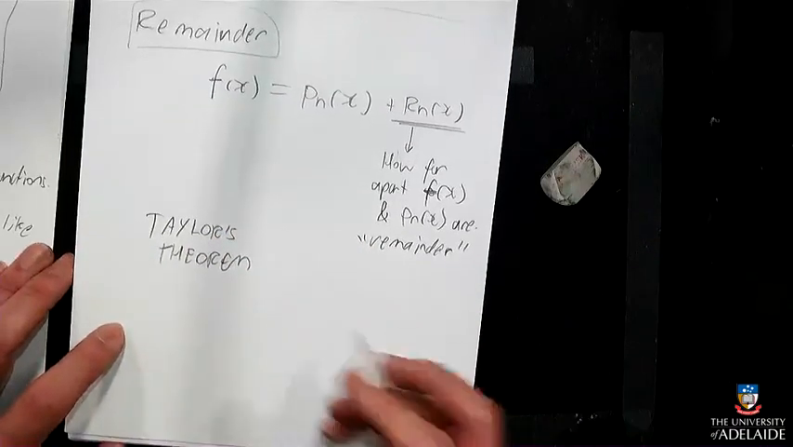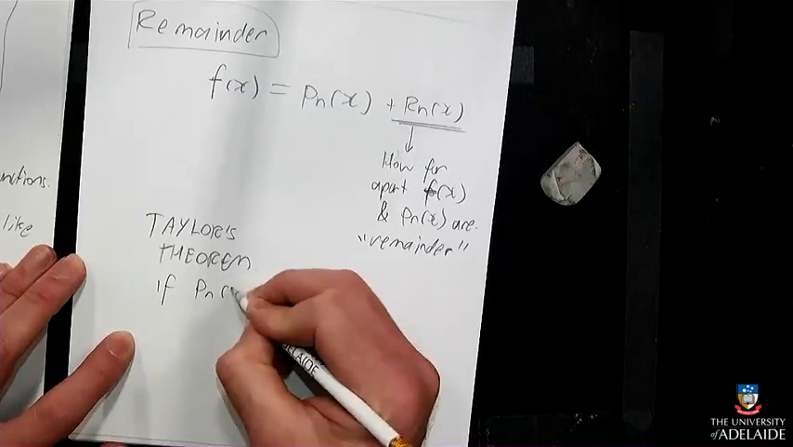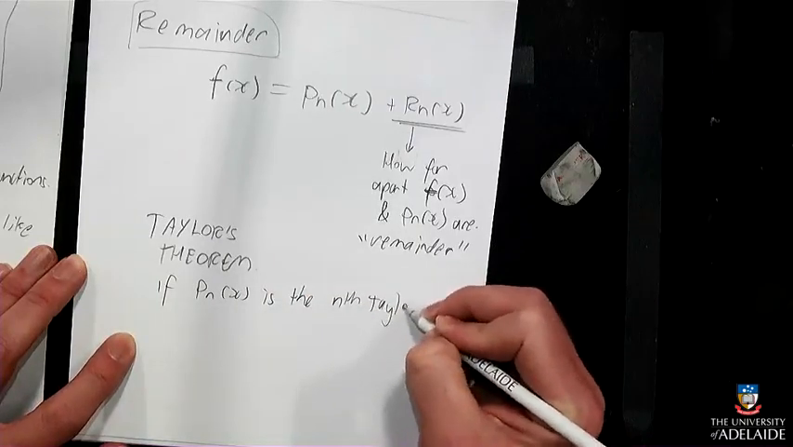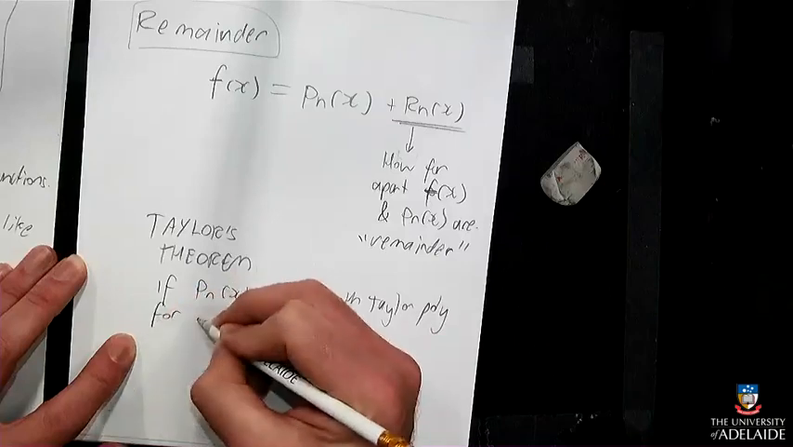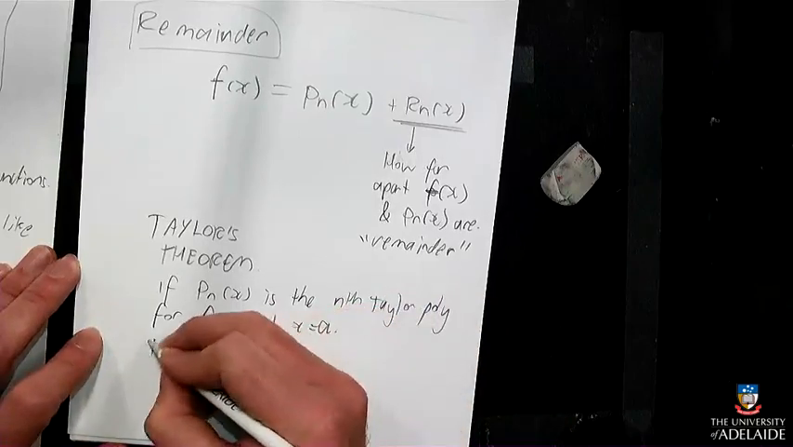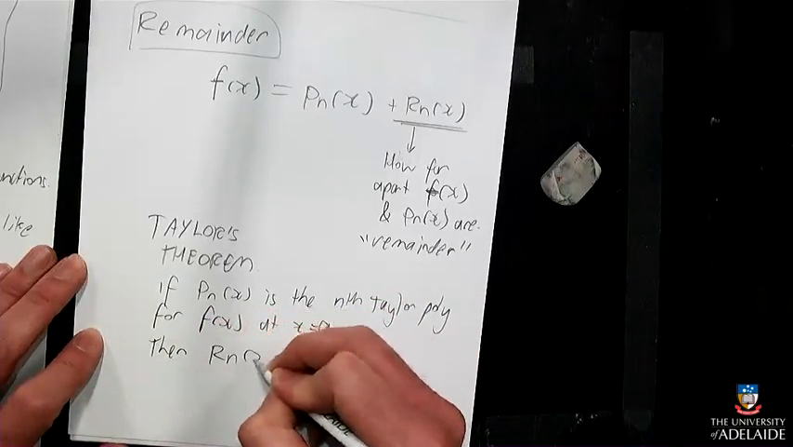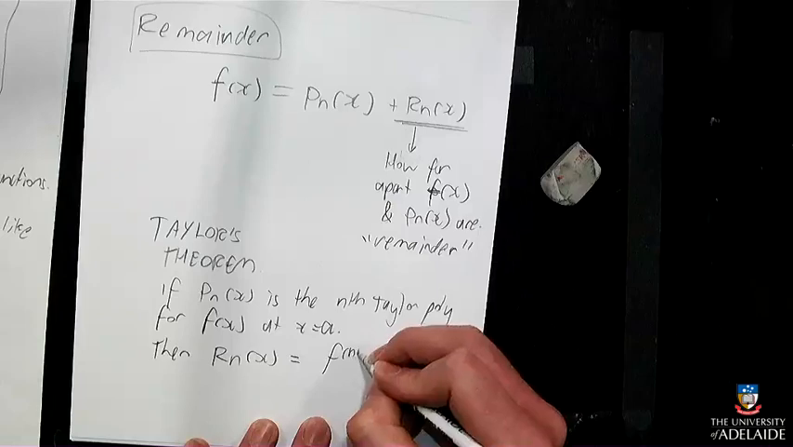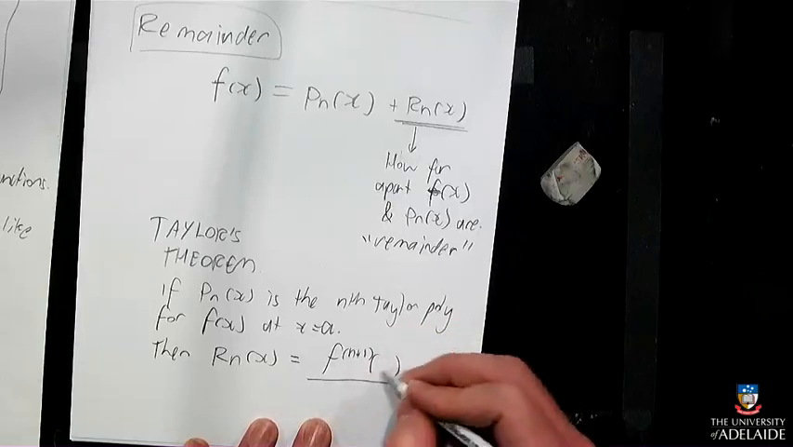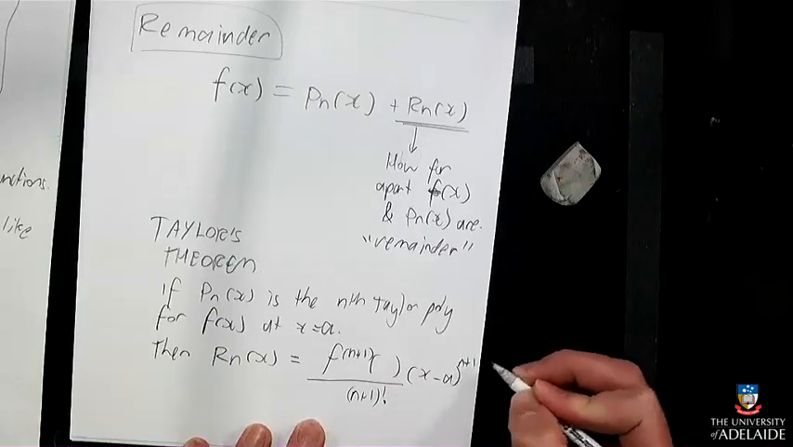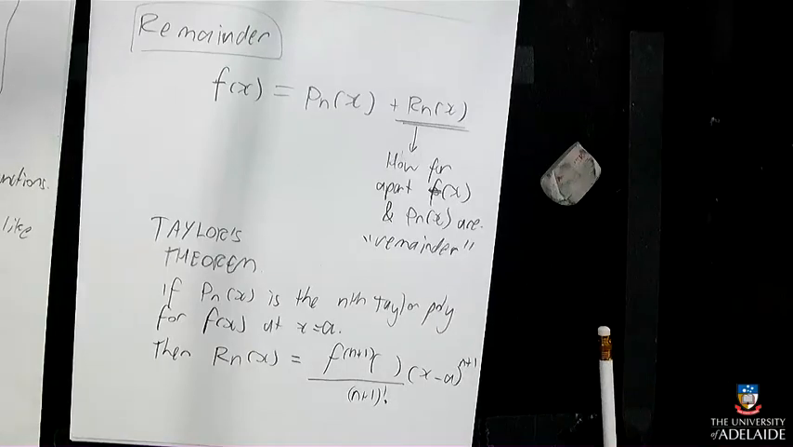So Taylor's theorem says if Pn of x is the nth Taylor polynomial for f of x at x equals a, then the remainder will be this. I'm going to put something here in a second. Okay. I'm going to leave that blank. I'm going to put something there in a sec.